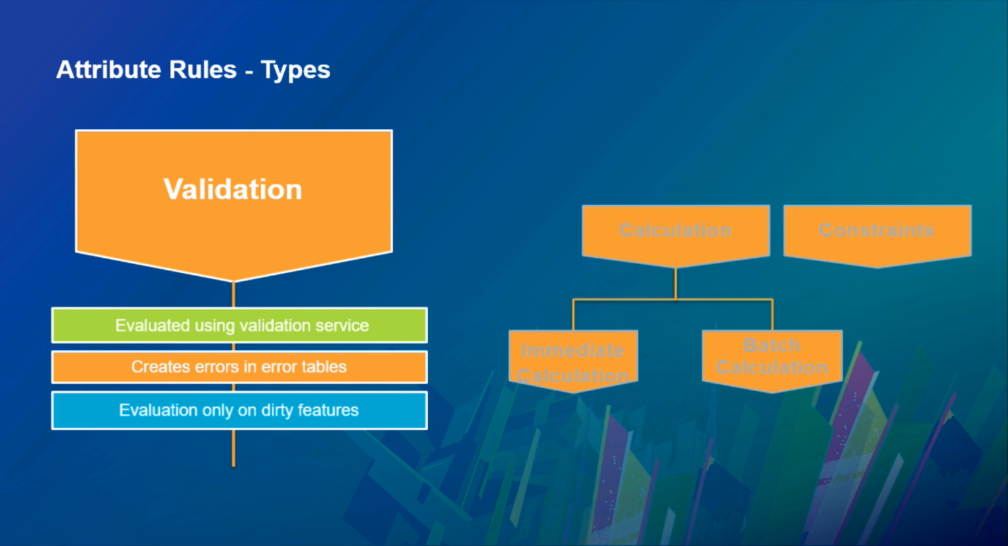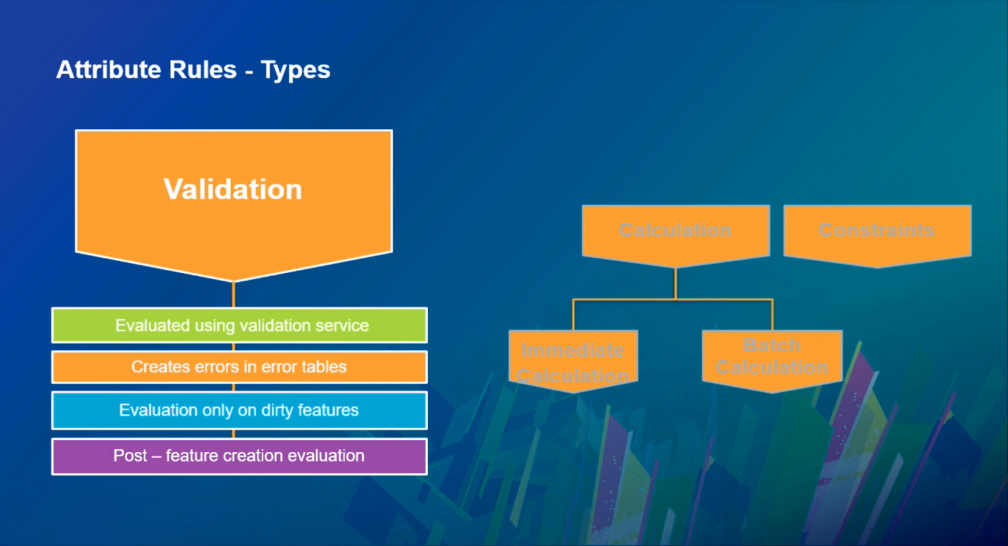It evaluates only dirty features, which actually means it understands, since the rules are configured in the source, when the last edit was made to the feature classes or tables. So when you re-evaluate the same rules against the data, it evaluates what part of the data has actually changed and runs only on those features. So then again, since it's a validation service workflow, you do it after the creation of the features, not at the point of creation of features.